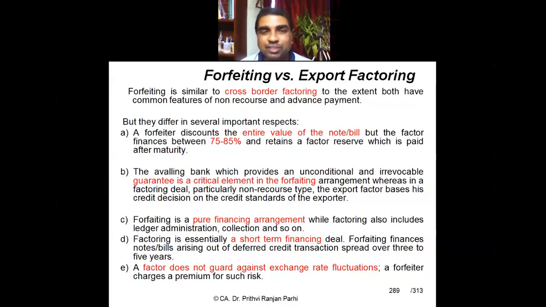It depends upon the circumstances. In a particular situation, forfeiting might be better. In some other situation, factoring might be better. It depends on how much is the cost of forfeiting and what is the cost of factoring. You have to compare both.